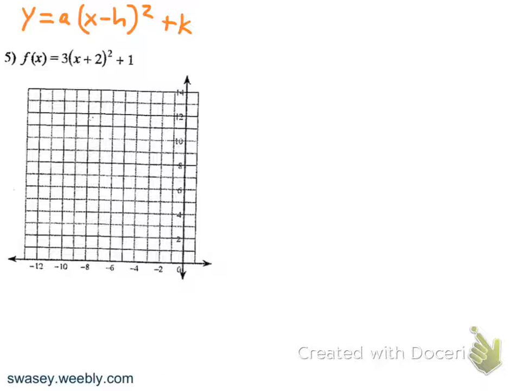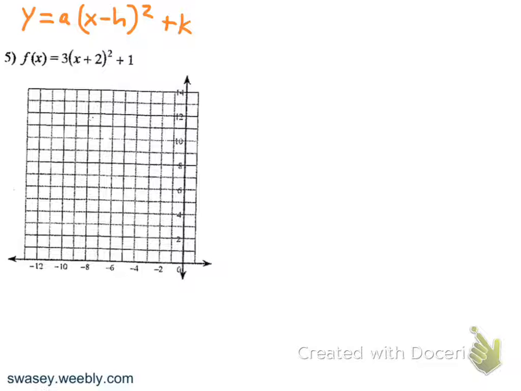This one is still in vertex form. It's also in function notation, but f of x means the same thing as y. So if you want to, you can graph the equation y equals 3 times in parentheses x plus 2 close parentheses squared plus 1. And that's going to be the same as this f of x equation. The graphs will look exactly the same.